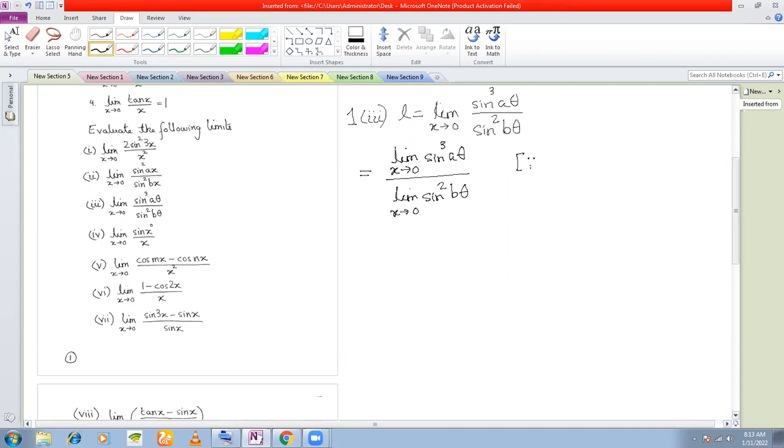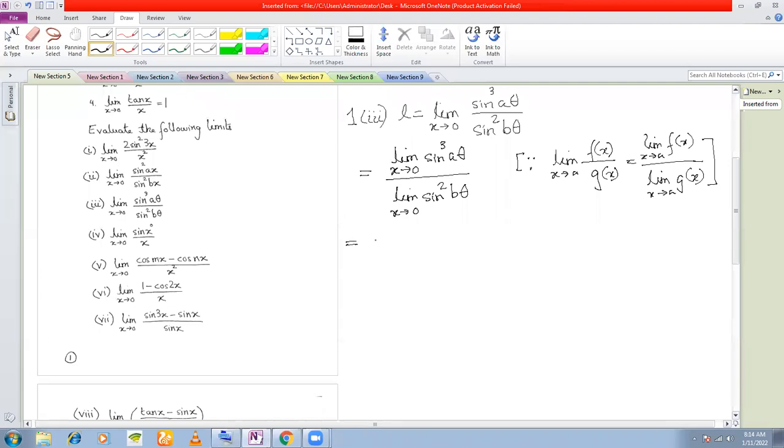Because from the theorems on limits that I had given you in the beginning, if you remember, you had limit x tends to a f(x) by g(x) was equal to limit x tends to a f(x) divided by limit x tends to a g(x), right? This was the case.